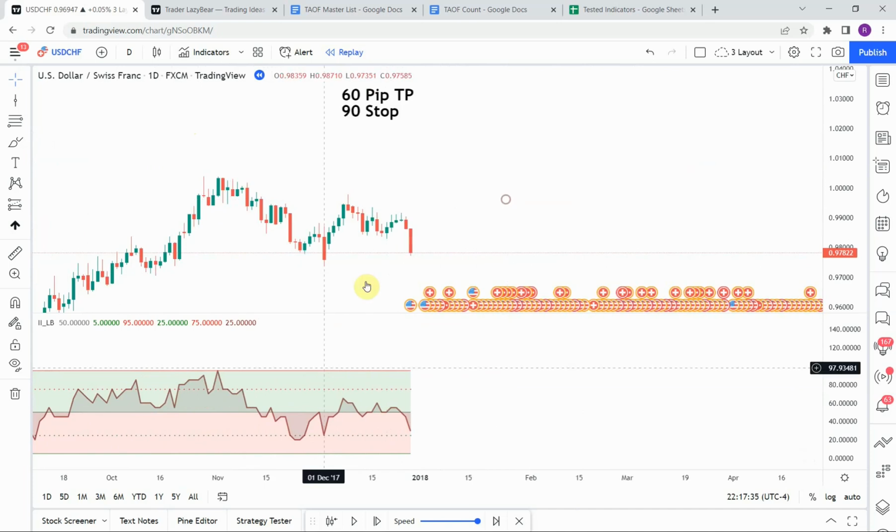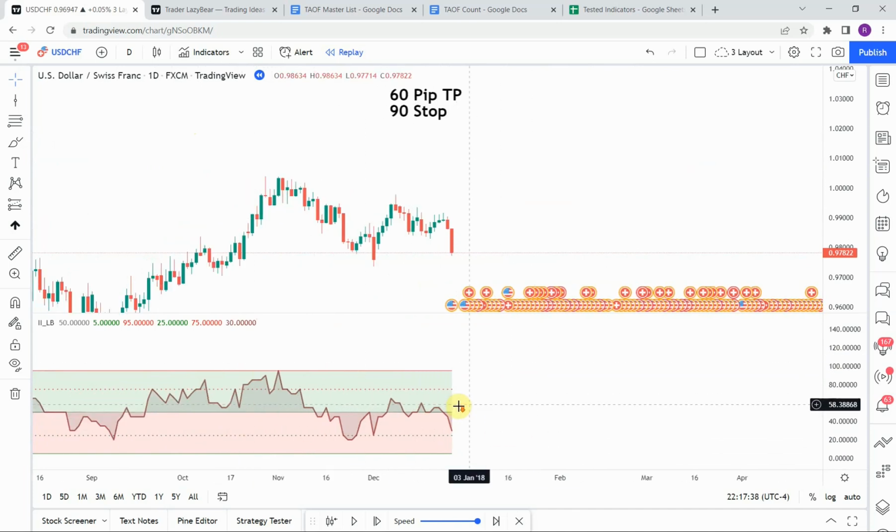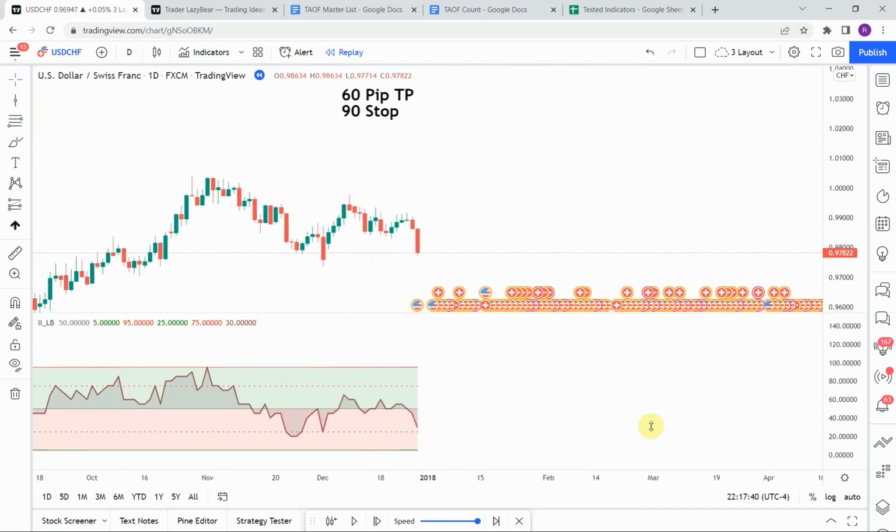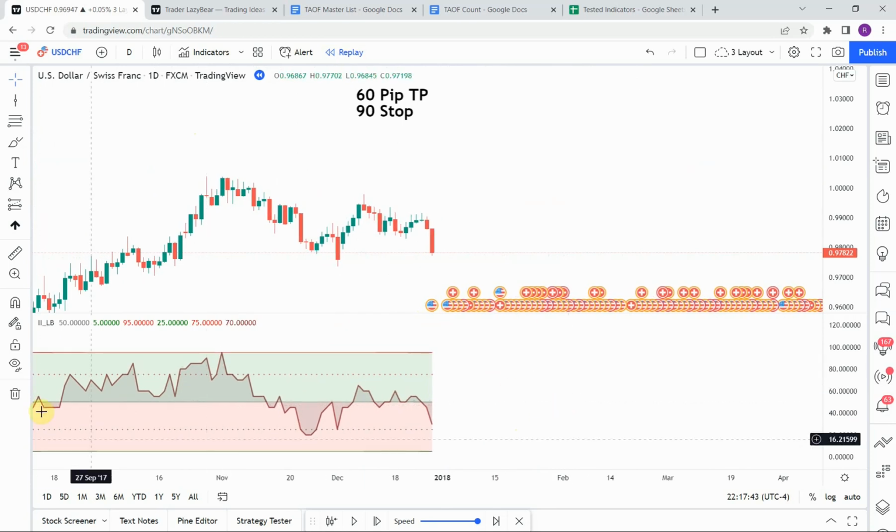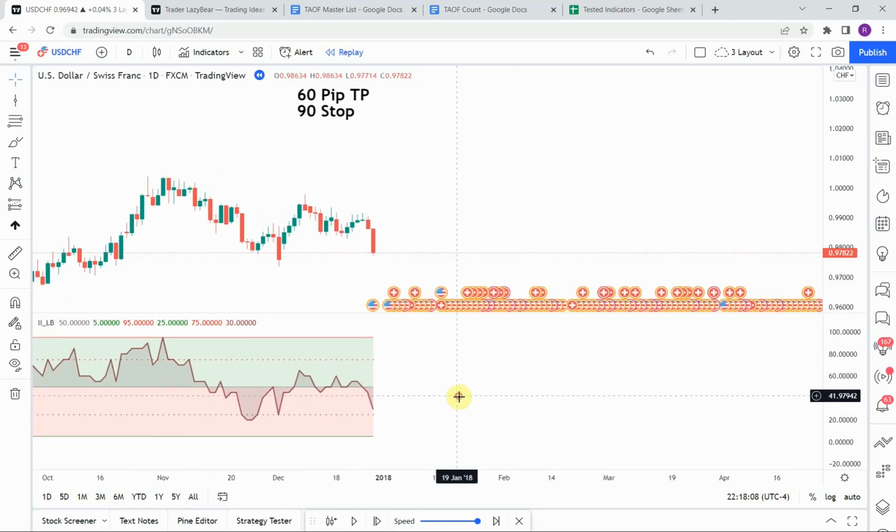Okay, so before this gets too long, the way we are going to test it this video, and we might test it another way, is we are looking for that break of the dotted lines. When the oscillating line breaks down below the dotted line at the 25 level, the lower one, then we are going to go short. When the oscillating line breaks up above the dotted line at the 75 level, then we are going to go long. So let's go ahead and get on with the testing and see what we can get out of it this way.